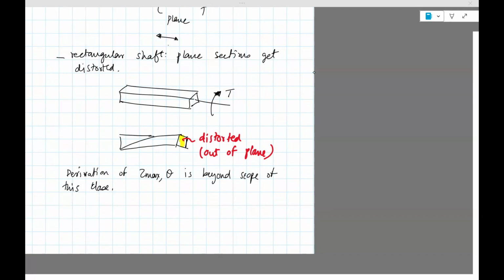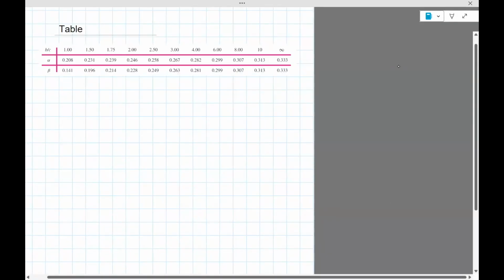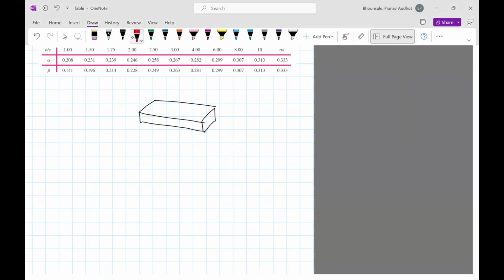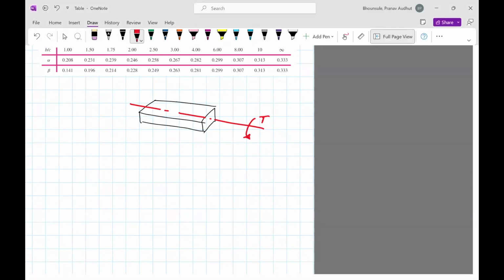Okay, so here is the table. I'll show you how to interpret the table. If you have a shaft like this, and let's assume that you subject it to a torque this way, and I'm going to put some dimensions.